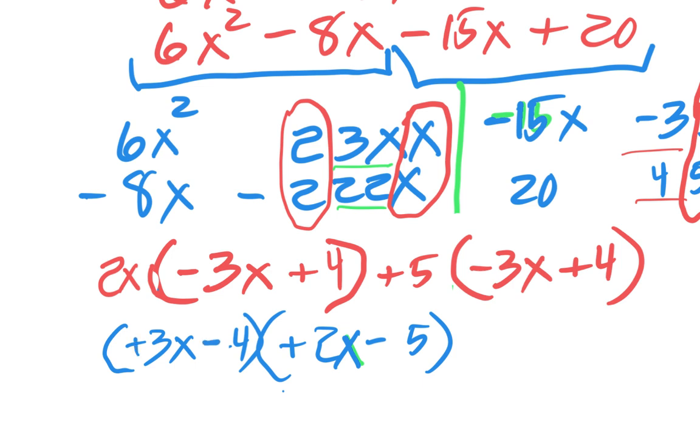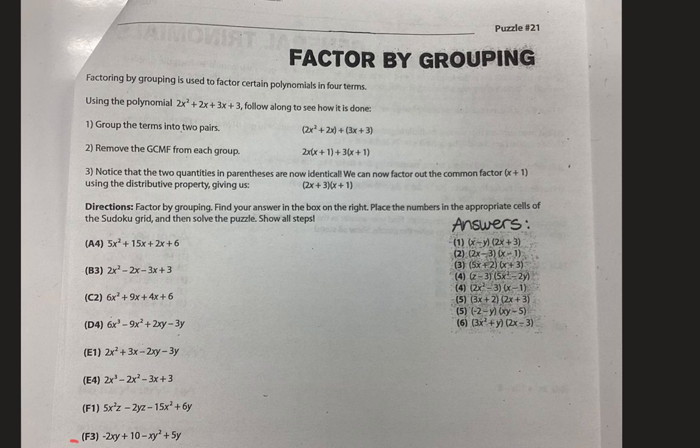All right, so there we have the 3x minus 4, the 2x minus 5. So looking back at our answer. Okay, factor by grouping. That's what I need you to write at the top of your paper. 4 terms. Anytime I'm factoring, if I have 4 terms, I am going to factor that by grouping.